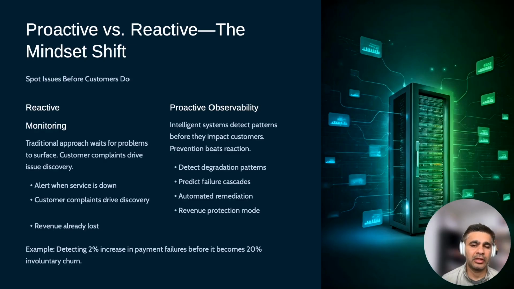Here's the difference. Instead of waiting for customers to complain about failed payments, proactive observability can detect a 2% increase in payment failures, and predict that this could become a 20% involuntary churn. This will give us time to fix it before it starts impacting our business. In commerce, reactive means revenue is already lost. Proactive means we are protecting the revenue.